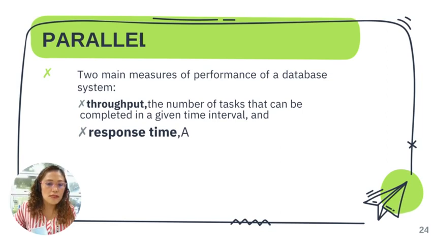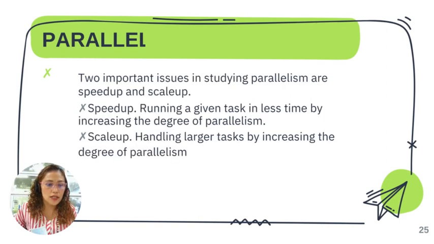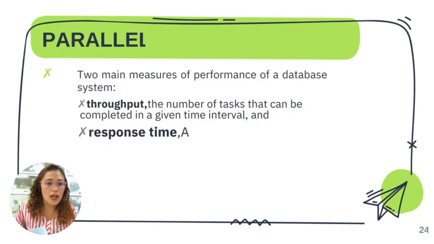In parallel systems, you have two main performance measures of your database system: the throughput and the response time. Oops, I have deleted the definition for response time here. But anyways, let's just continue.